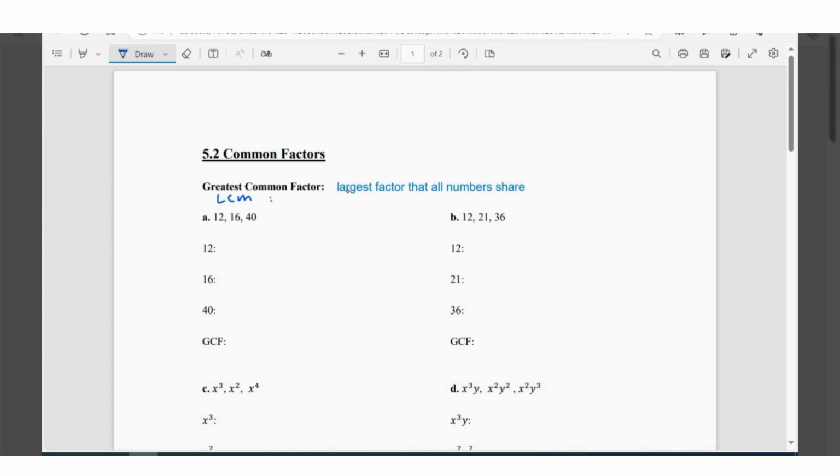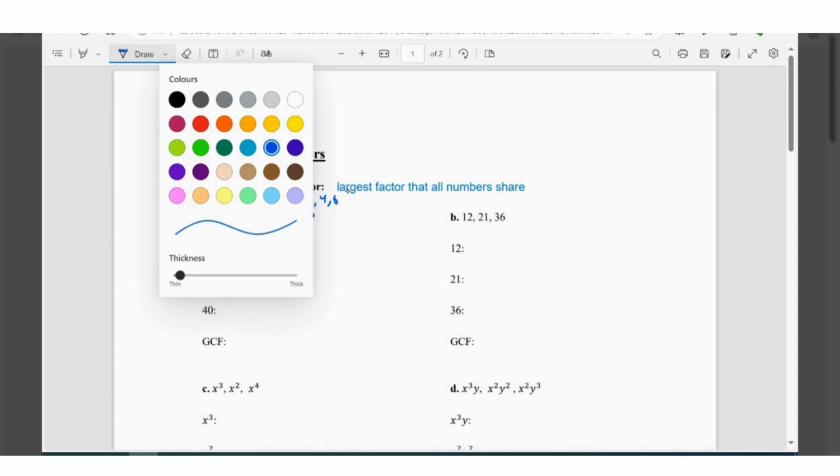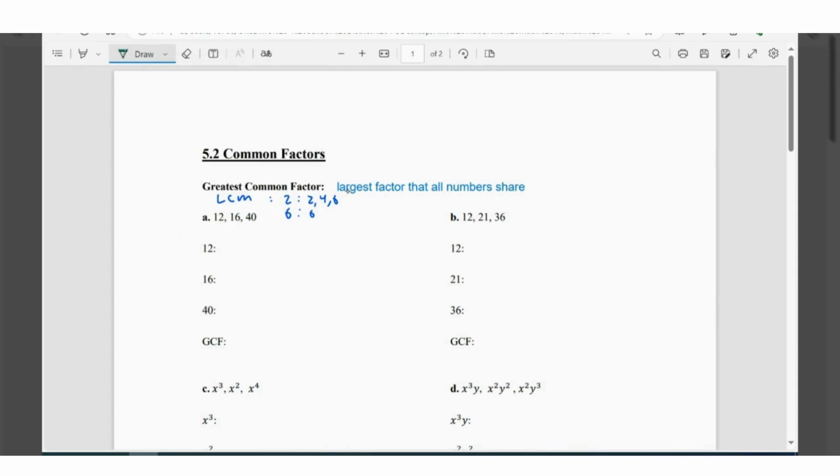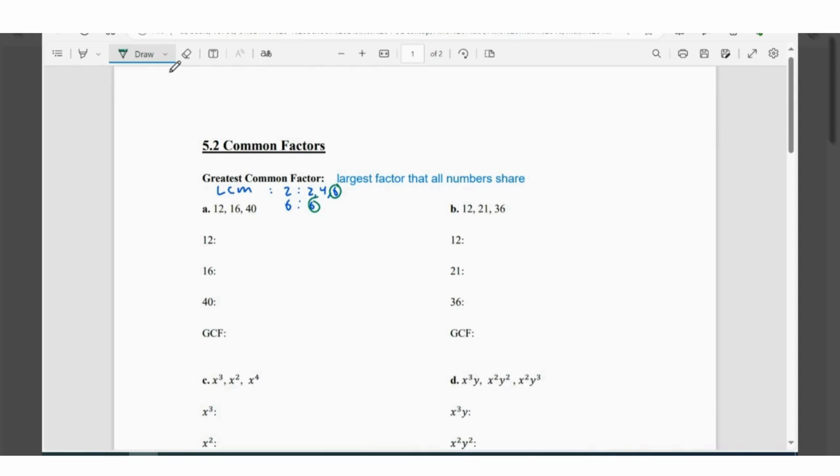For example, if we have 2 and 6, the lowest number that both of these go into, we got 2, 4, 6. The lowest common multiple, there you go, is going to be 6. So the lowest one that both of them go into. And the greatest common factor, we'll spend more time, really the bulk of this lesson, on looking at the greatest common factor. So let's do it.